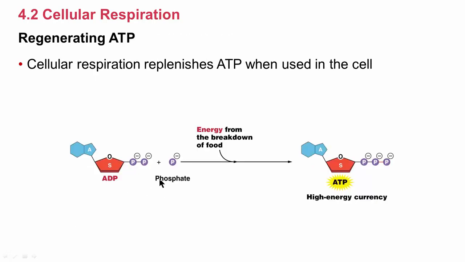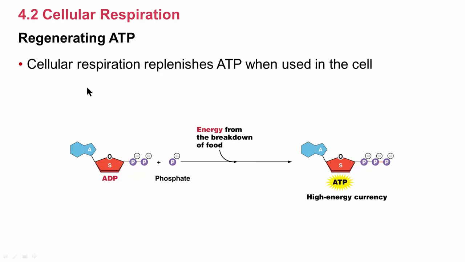You use up the electrons in your phone. When you use up all the electrons in your phone, you say the battery's dead and it needs to be recharged. Well, ADP is kind of like a weak battery. It's lost that phosphate bond and it needs to be regenerated like it says up here.